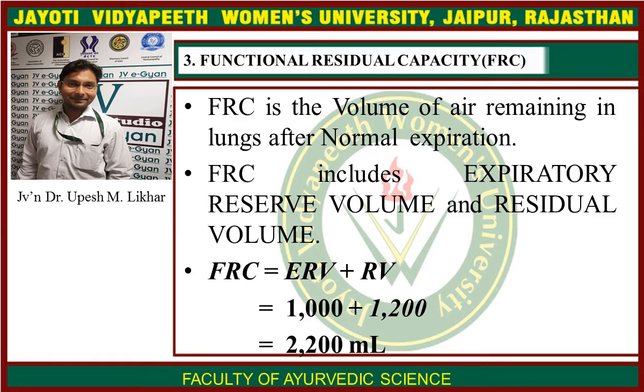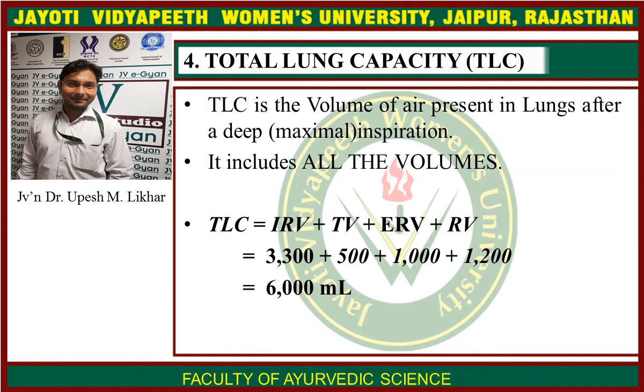Next is functional residual capacity. Functional residual capacity is the volume of air remaining in lungs after normal expiration. It includes expiratory reserve volume and residual volume. It is about 2200 ml. Lastly, total lung capacity. Total lung capacity is the volume of air present in lungs after a deep or maximum inspiration. It includes all the volumes. It is about 6000 ml or 6 liter.